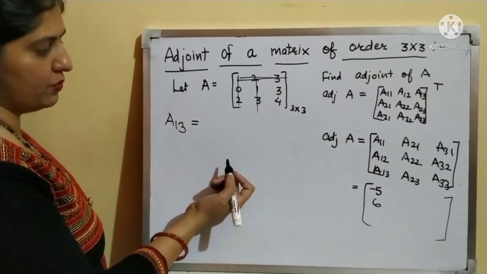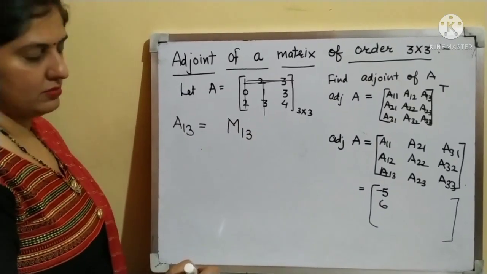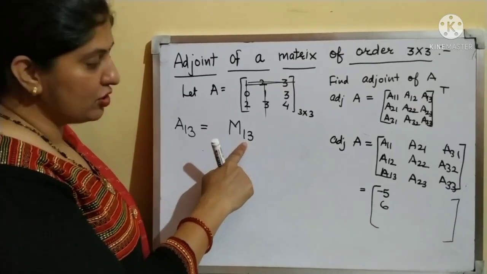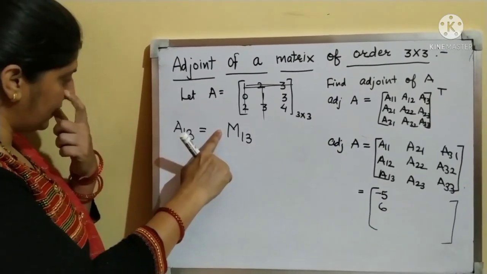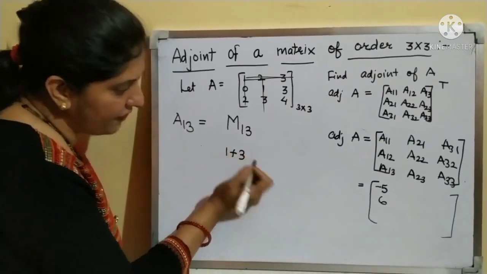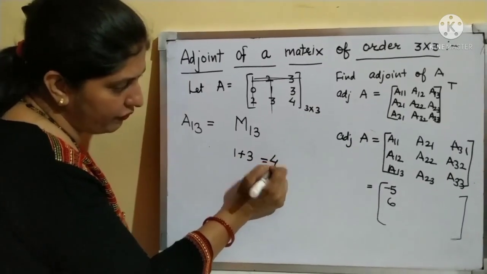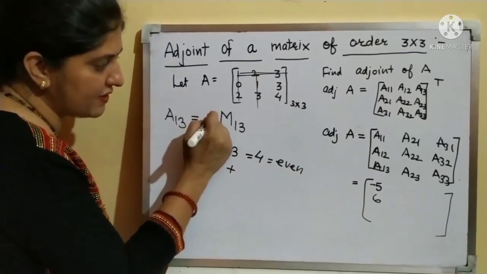A13 is equal to the corresponding minor of the element that belongs to first row and third column. Now put the sign positive or negative. See here, the sum of the suffixes is equal to 4, which is even. So we have to take positive sign.